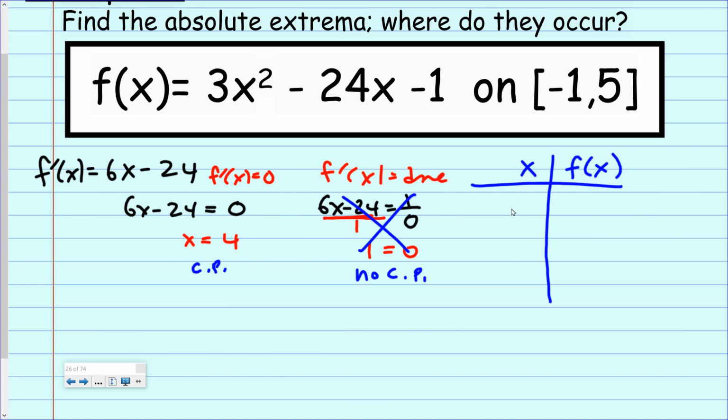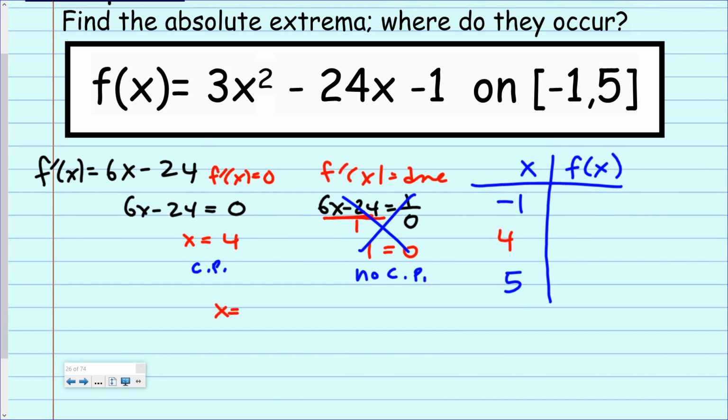What you do is you put your endpoints into your candidates test because you have to test your endpoints. These are the numbers we have to test where there might be an absolute max or an absolute min. So the endpoints are -1 and 5. And then you put your critical points in. But what I want to encourage you to do, though you don't have to, is put them in order. So wherever your critical point is, if it goes between your endpoints, then put it between your endpoints.